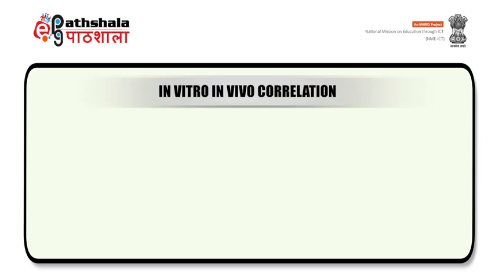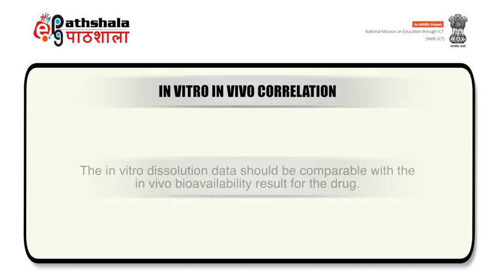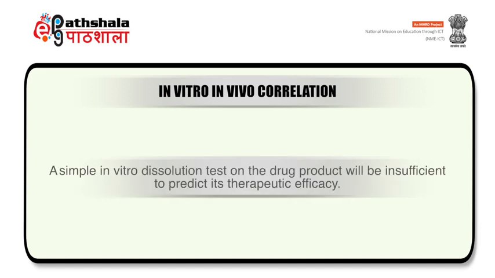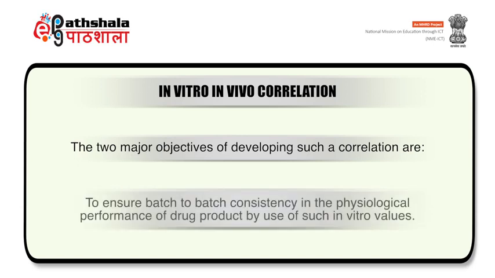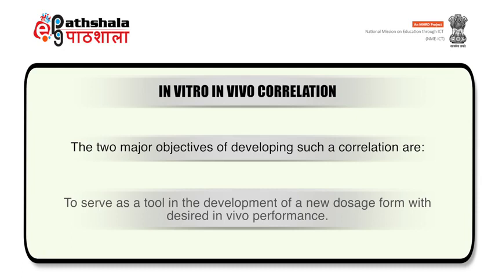Let us understand about the in vitro in vivo correlation. The in vitro dissolution data should be comparable with the in vivo bioavailability result for the drug. A simple in vitro dissolution test on the drug product is not sufficient to predict its therapeutic efficacy. The two major objectives of developing such a correlation are to ensure batch-to-batch consistency in the physiological performance of a drug product by use of such in vitro values, and to serve as a tool in the development of a new dosage form with desired in vivo performance.